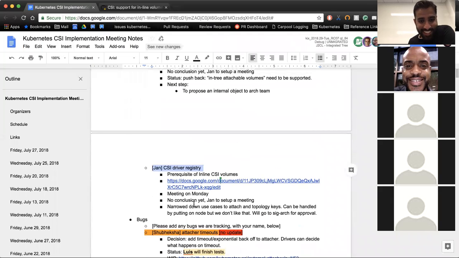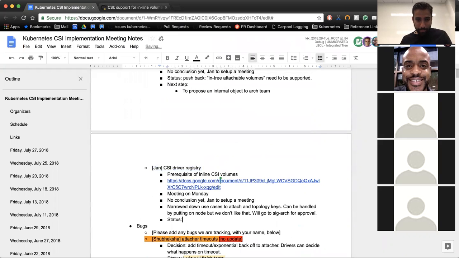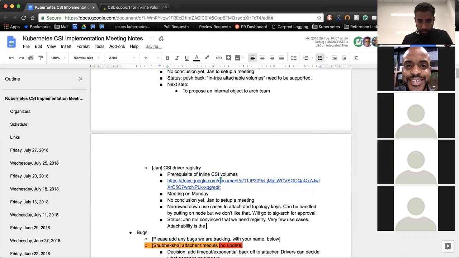So moving on to that. We had a couple of meetings, and I'm not convinced we need the registry. We have very limited use cases. I think the attachability was the only one that remained. And driver discoverability, right? Oh yeah, but you can have this in a CRD out of tree. So you're okay with the CRD, Jan? I am fine with the CRD if the attachability is somewhere else.